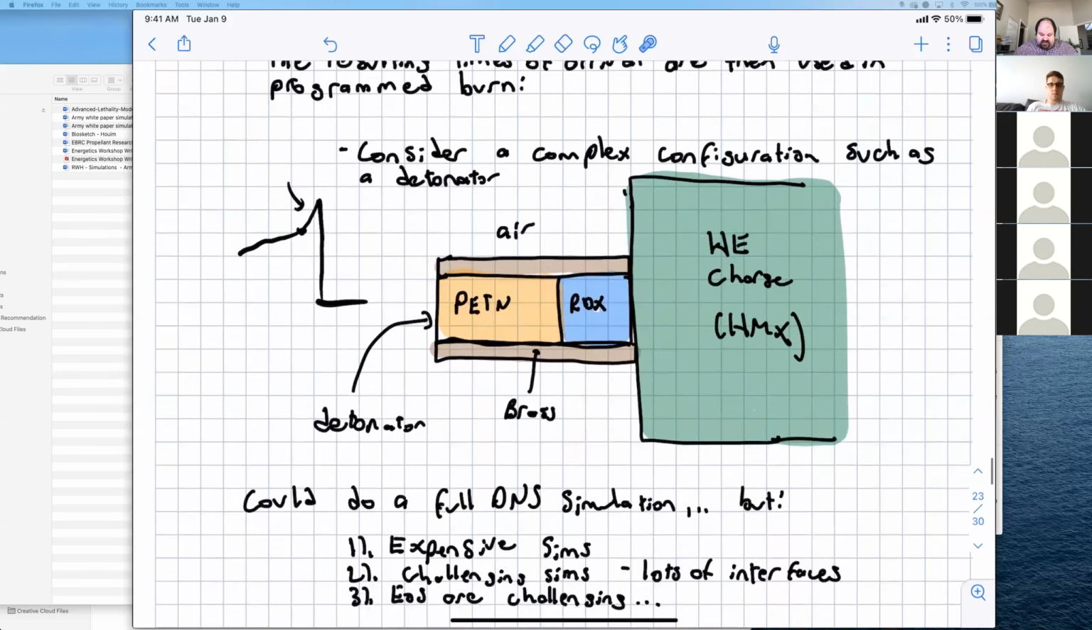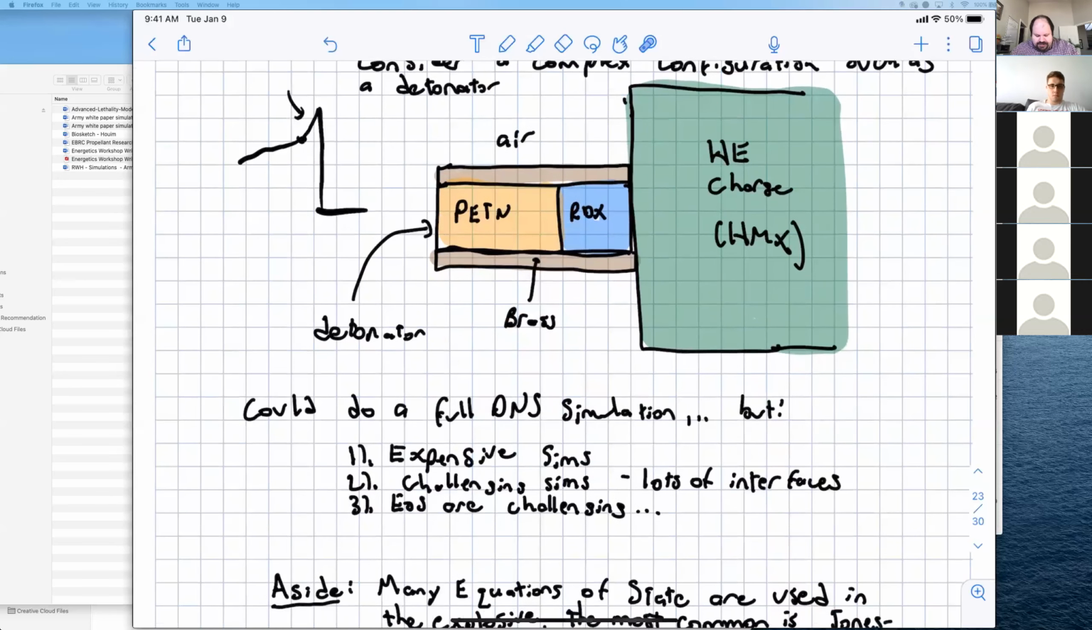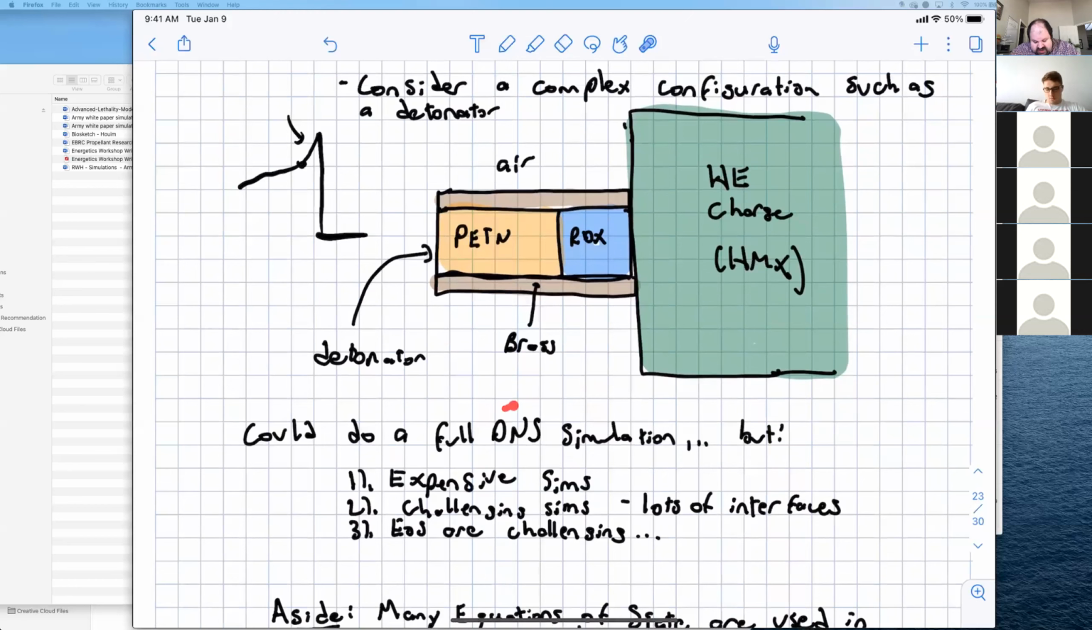As I said before, we could do a full DNS. In the explosives context, those are called DNS. It's not a direct numerical simulation from a turbulence point of view, but then the turbulence folks do not get full claim on the nomenclature DNS.